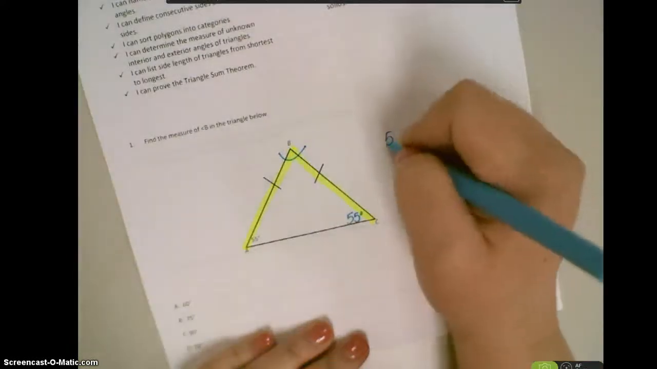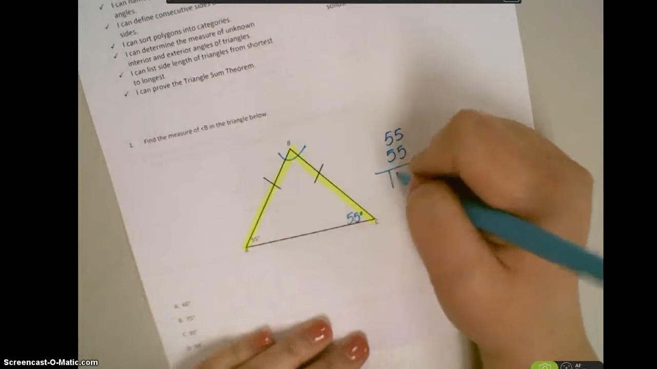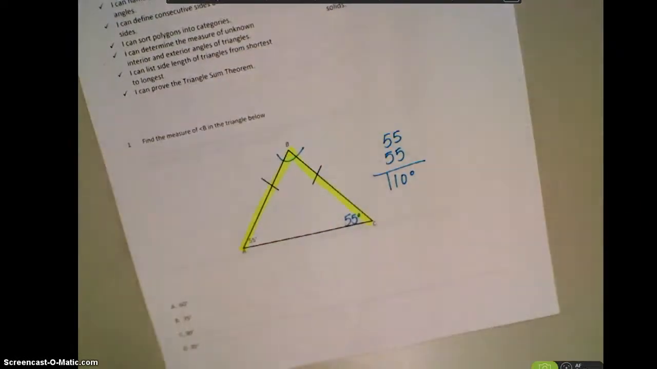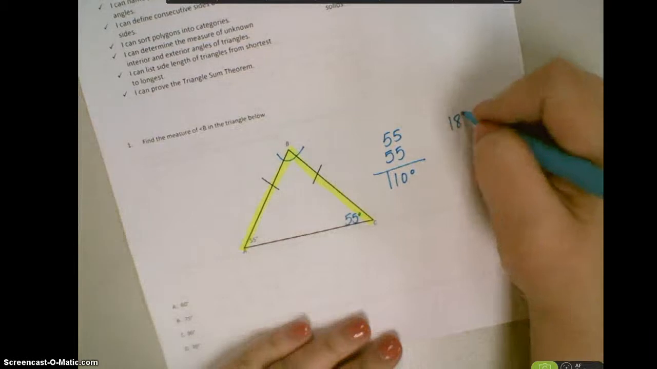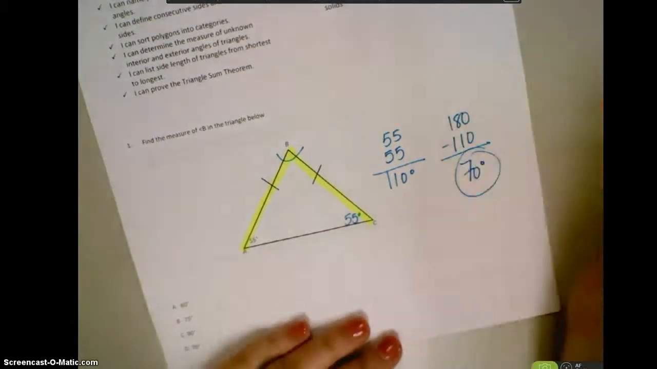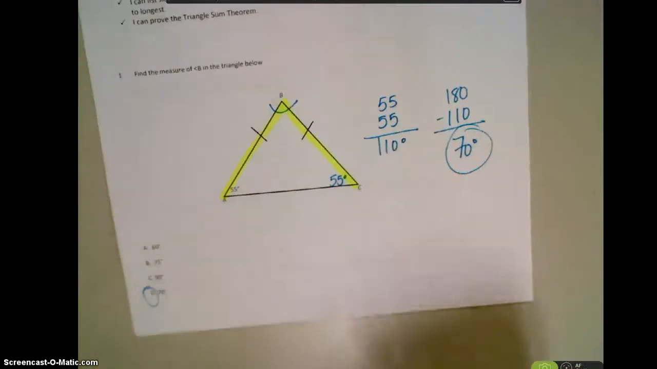So I can add 55 degrees and 55 degrees together, and that's going to give me 110 degrees. And because I know that all the angles of the triangle have to equal 180 degrees, 180 minus 110 is going to be 70 degrees. So that's what angle B would be, which is answer choice D. Sorry, make sure you can see that.